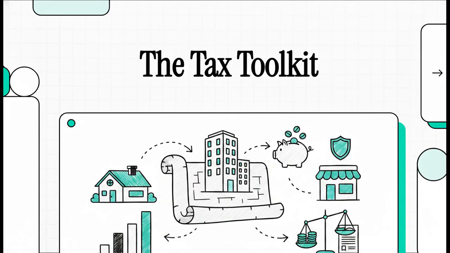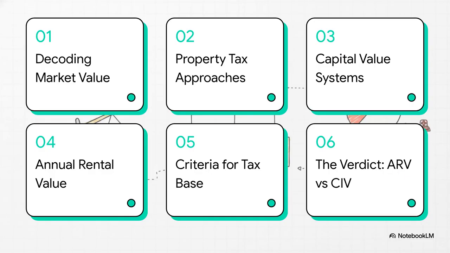Okay, let's dive right into this. So, here is our roadmap for today. We'll start by decoding market property value. Then we'll look at 3 property tax approaches, followed by exploring capital value systems. After that, we're understanding annual rental value, looking at the criteria for selecting bases, and finally, getting to the verdict in our ARV versus CIV showdown.